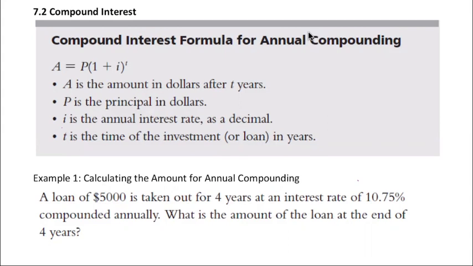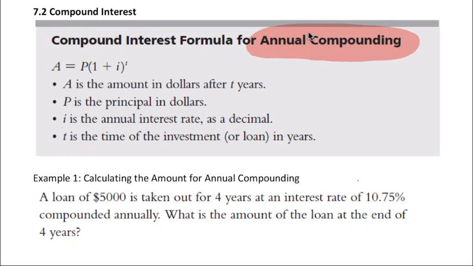There are two compound interest formulas. One, if the compounding period is an annual compounding period, which means once a year. Or you can have non-annual, which would be different times a year. And we'll talk about that when we get to that example. The formula changes slightly from here to there.